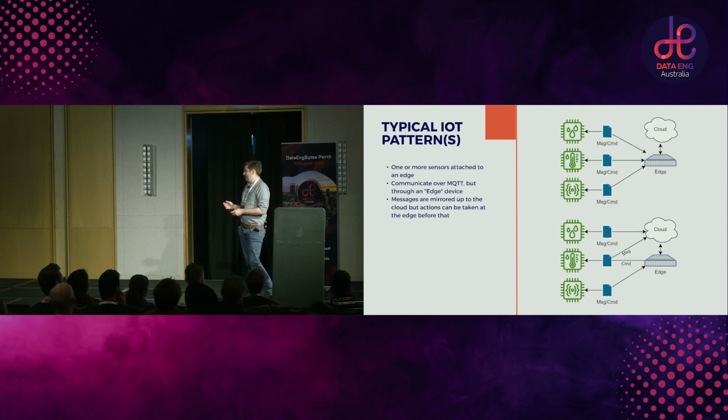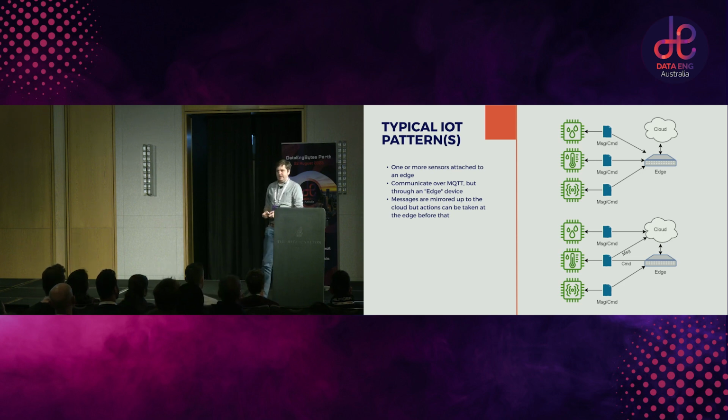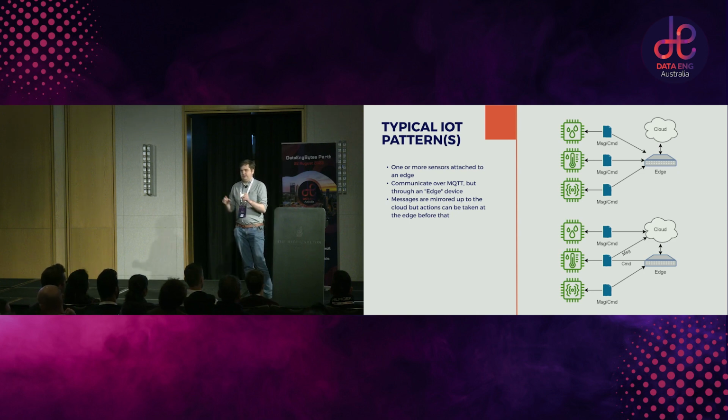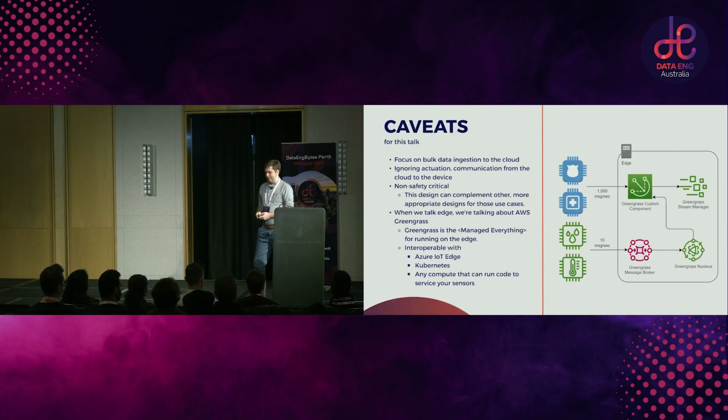The second pattern is one that involves an edge. This is probably a pattern you'll see a lot in WA because we have a lot of mine sites that don't have the best comms. They need offline capability. They might want to make decisions at the edge. I guess the important thing to note is that there's 2 big patterns, but you can have a mix of both. Like you might have some data go straight to cloud, some data go to the edge, some data get buffered at the edge. I guess there's a real mix, and that's good.